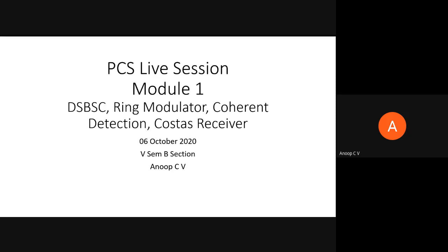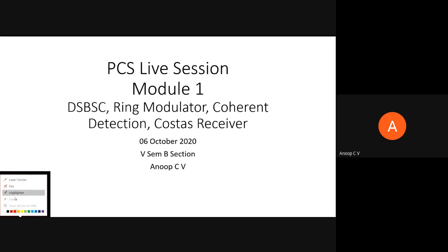In today's session, we will discuss in detail the double sideband suppressed carrier modulation scheme. One of the methods to generate DSBSC is the ring modulator. And one theoretical approach, that is coherent detection, is an approach to demodulate DSBSC. We'll also learn about the Costas receiver, a practical coherent detector. So that's what we'll be studying in today's session.